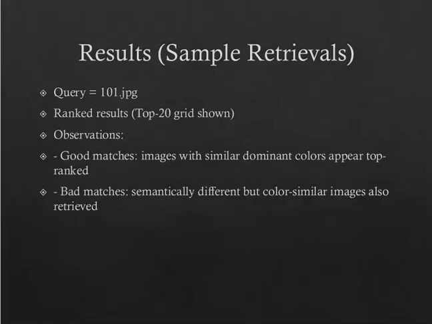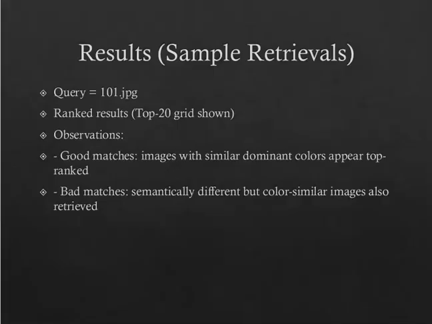We're coming to the results. We have the query image 101.jpg, which will be used for the top 20 retrieval, confirming that color histograms capture similarities. Coming to the observations, we get two types of observations: one is a good match and the other is a bad match. We're coming to the good matches.